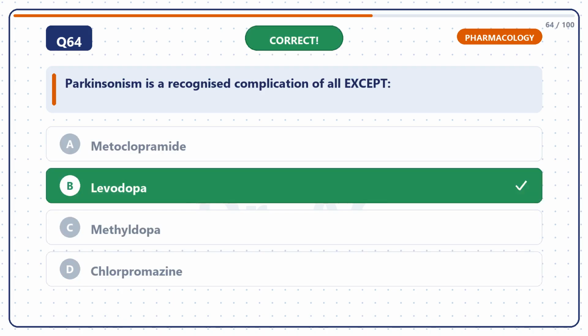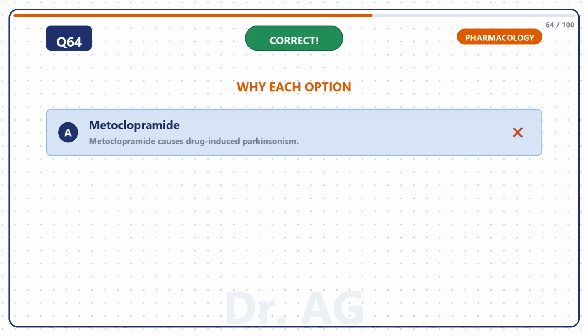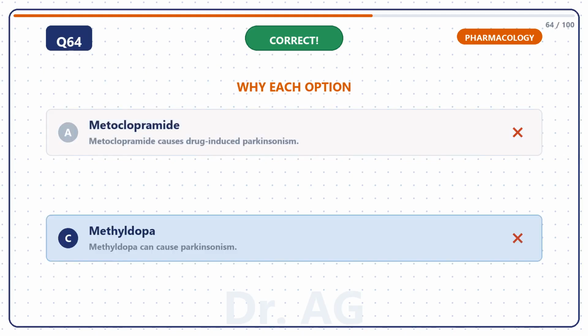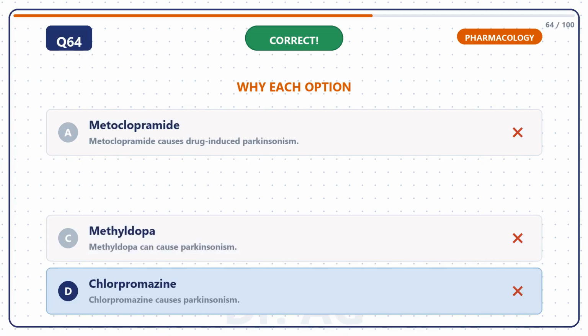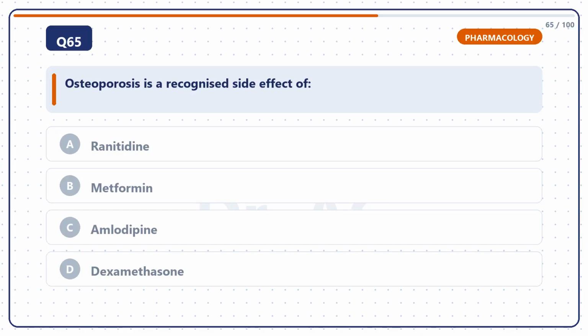The correct answer is option B. Levodopa. Let's go through the options. Metoclopramide. Metoclopramide causes drug-induced Parkinsonism. Methyldopa. Methyldopa can cause Parkinsonism. Chlorpromazine. Chlorpromazine causes Parkinsonism. And the correct answer is levodopa. Correct. Levodopa treats Parkinsonism, so it is the exception. So, the right answer is option B. Levodopa.